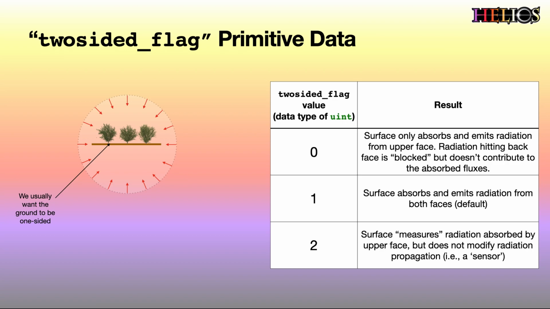By default, if you don't set this at all, primitives are set to a value of 1. In this case, we have a two-sided element. It can absorb and emit radiation from both sides.